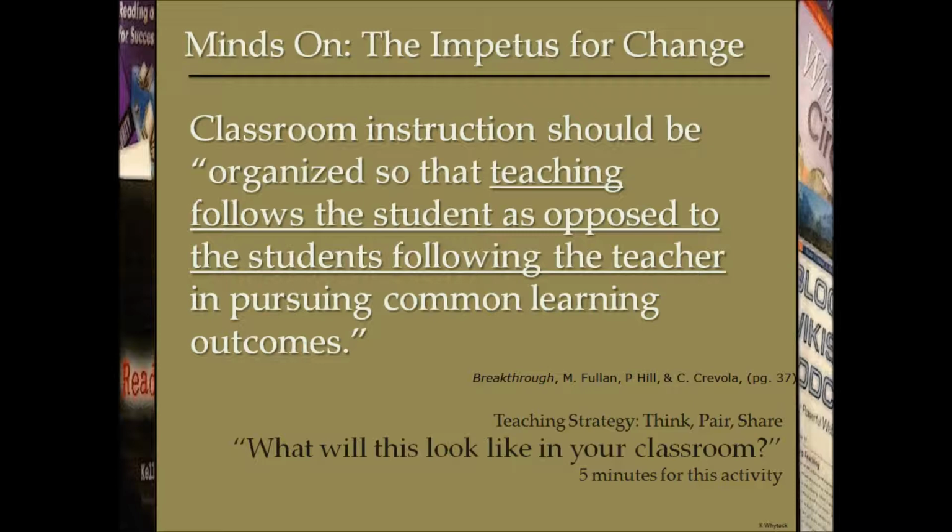Okay, so let's do another think, pair, share. What does this look like in your classroom for your subject area? If the teaching's following the students as opposed to the students following the teacher, how will that look if we transfer our thinking? So think for yourself for a minute, then I'll call for you to share with a pair, and then the pairs are going to partner up into groups and we'll discuss this. Okay, great discussion, folks. I got a chance to visit some of the groups and hear what they were saying.